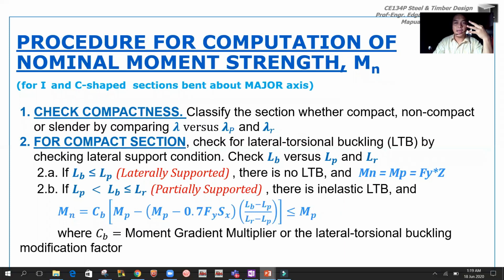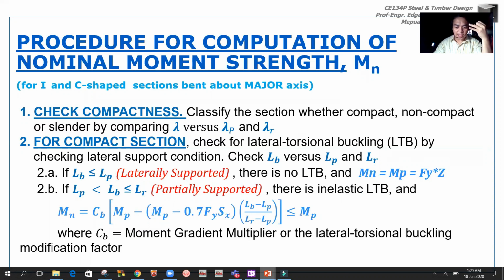three things. From the previous discussion, number one, we were able to check the compactness of the section. We were able to identify whether the section is compact, non-compact, or slender, yung tatlong classification ng section. So that's the first one that we had before.